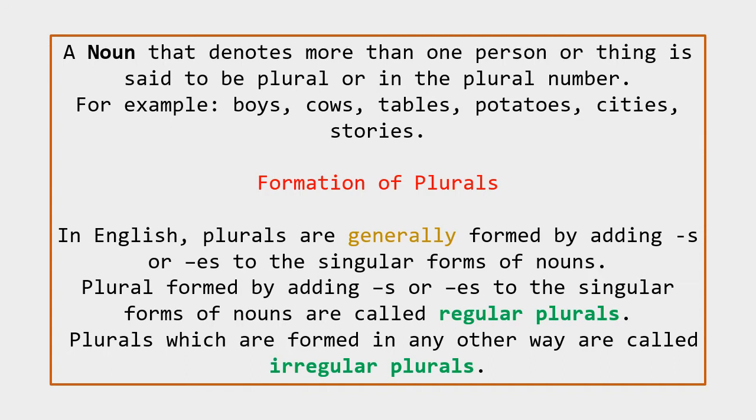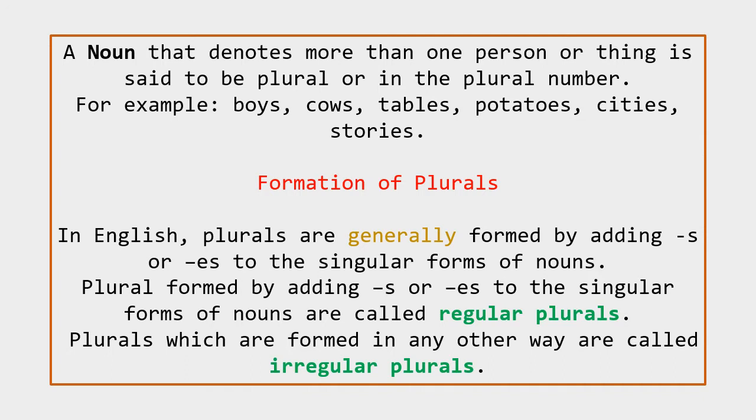So under the category of plurals, you will come to know two different terms. You must know the difference between regular and irregular plurals. What is a regular plural? Plural formed by adding s or es. Simply you have to add s or es to the singular forms of the nouns. But when you are not going to add s or es, then there should be some other way. What's the other way? You will learn that in the next slides.